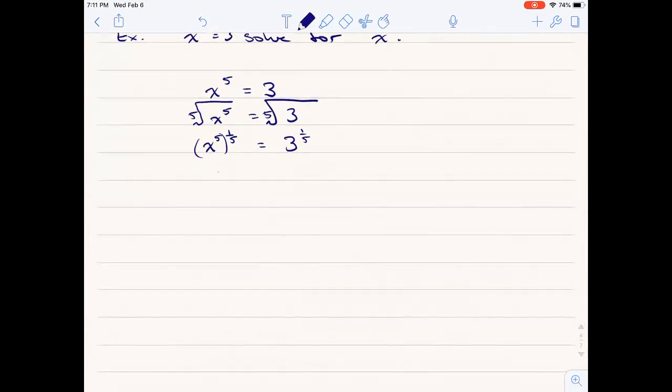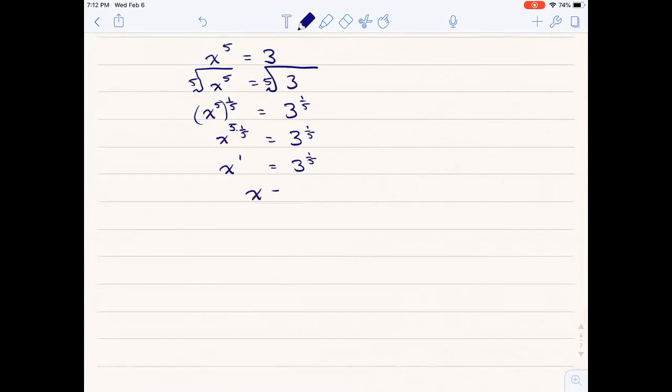So then we can just expand those brackets, we can multiply those powers. So now we have x to the power of 5 times 1 over 5. 5 times 1 over 5 is just 1. So we've got x to the power of 1 is 3 to the power of 1 over 5. So now we've solved for x just by taking that fifth root. So we've got x is 3 to the power of 1 over 5.